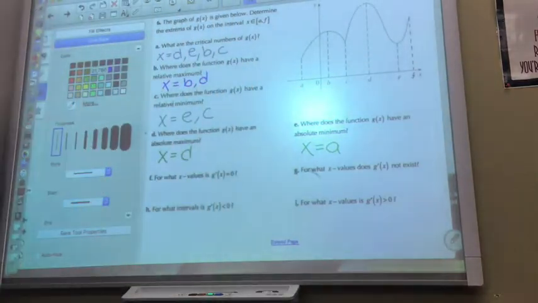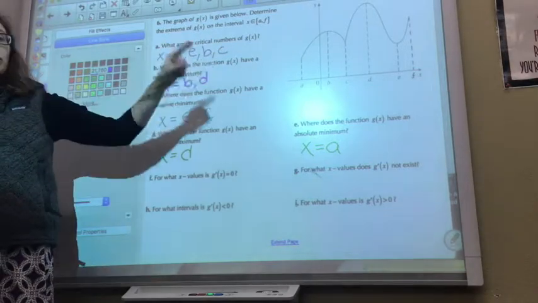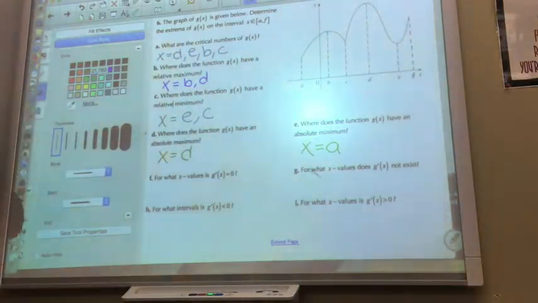So relative maximums and relative minimums are where your derivative changes sign, either from positive to negative or negative to positive. Our absolute maximums or minimums can happen at those relative points, but it can also happen at our endpoints. So we always have to check our endpoints when we're looking for our absolute maximums and minimums. And we also have to check our relative maximums and minimums. For what x values is g prime of x equal to 0?